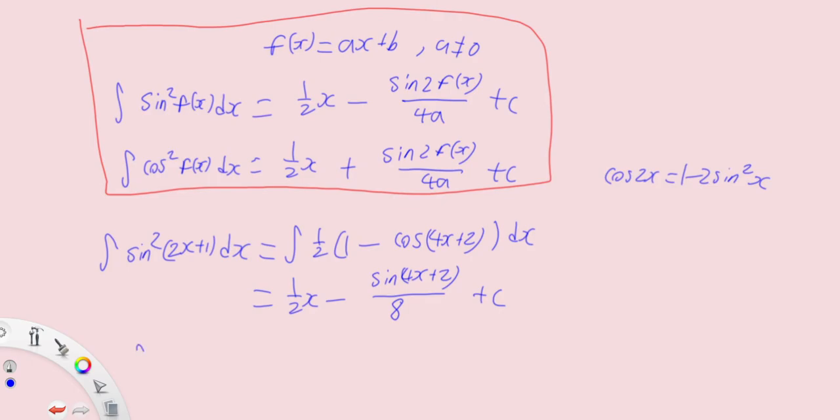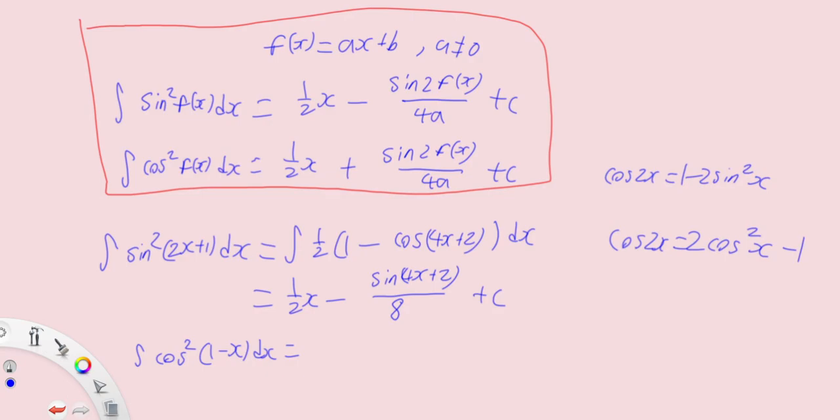Another example, cosine square of 1 minus x. This time around I don't use positive numbers. You don't have to really follow the formula, you can always just go by the double angle approach. But the general idea is that for sine square and cosine square, it is always related to your double angle formula.